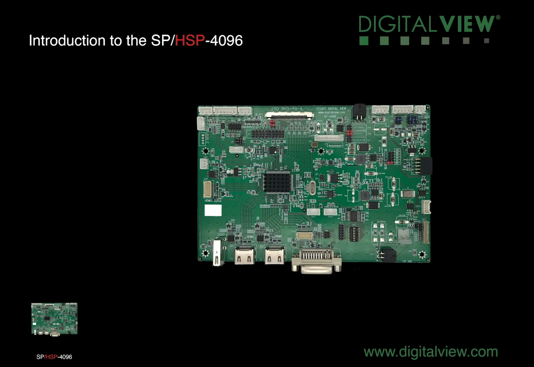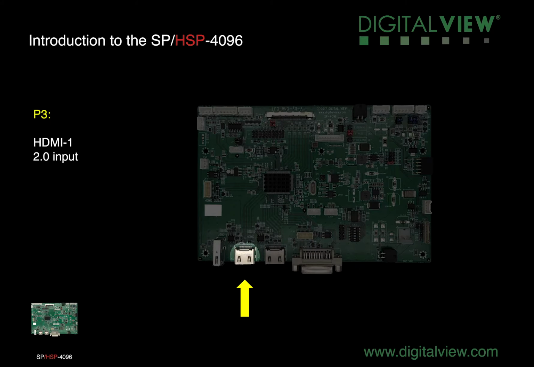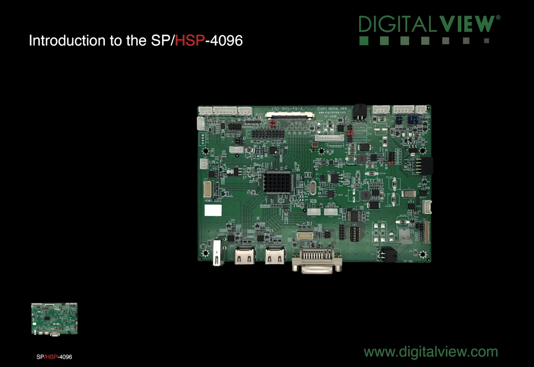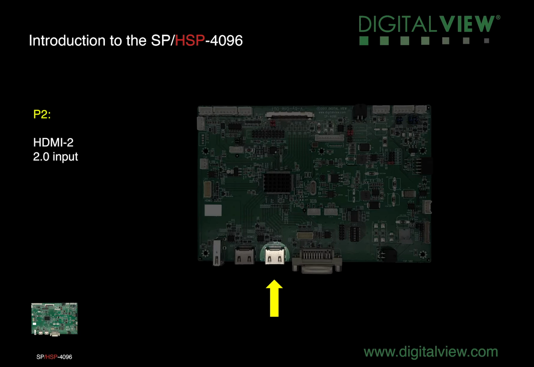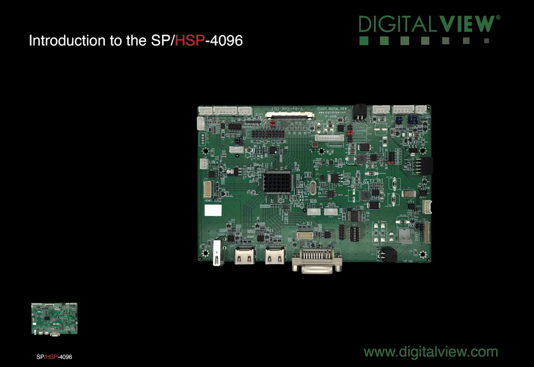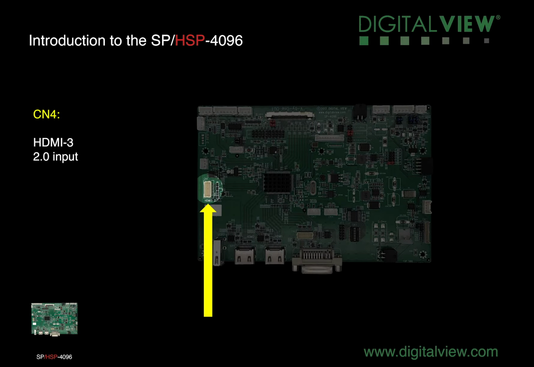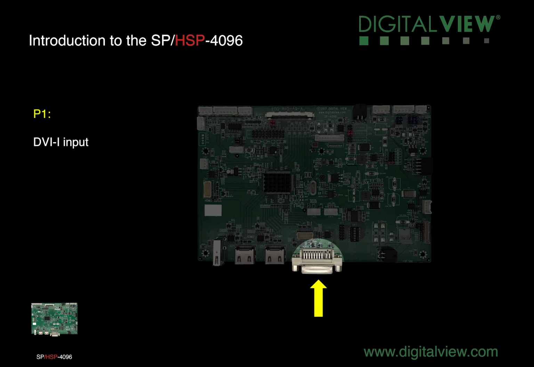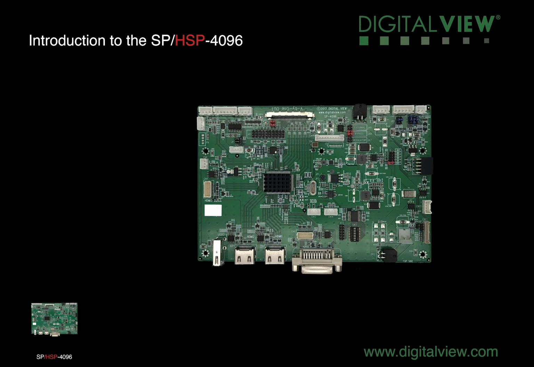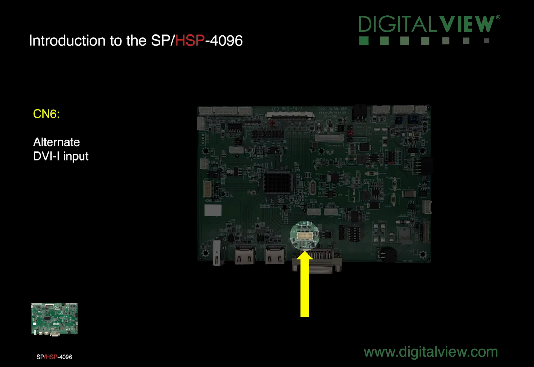Let's take a closer look at the controller's inputs, outputs and settings. P3 is the first HDMI input that supports HDMI 2.0. P2 is the second HDMI input that supports HDMI 2.0. CN4 is the third HDMI input. This is a header that supports HDMI 2.0. P1 is the single link DVI-I input. CN6 is the alternate DVI-I input.